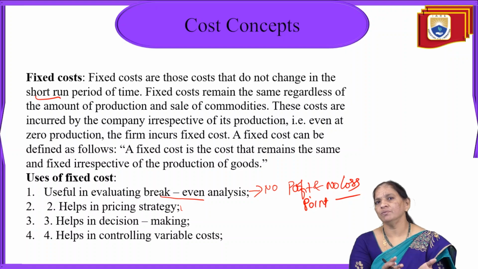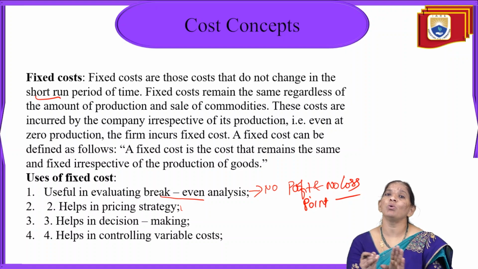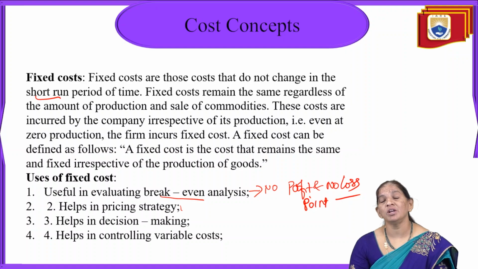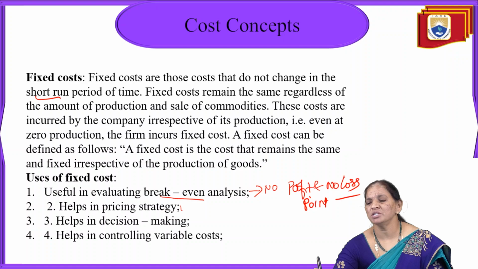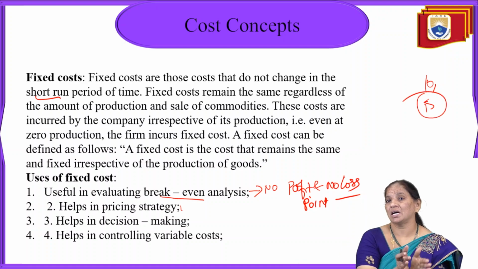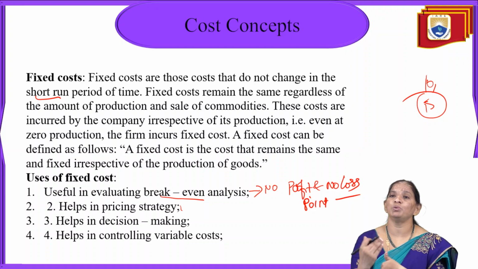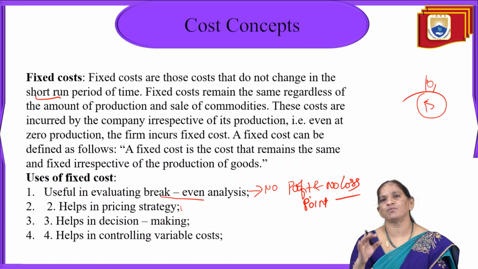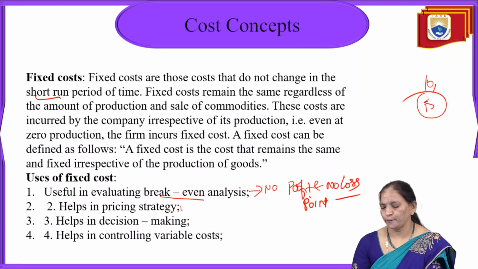Once we know the fixed cost, we are able to control other variable costs. Every organization will have some limit on cost. For example, if I want to produce a product, the cost must be within 10 rupees, or should not exceed 15 rupees. While estimating the production cost, we keep some target, and that target should not be crossed. So the fixed cost helps us control the other types of costs in the organization.